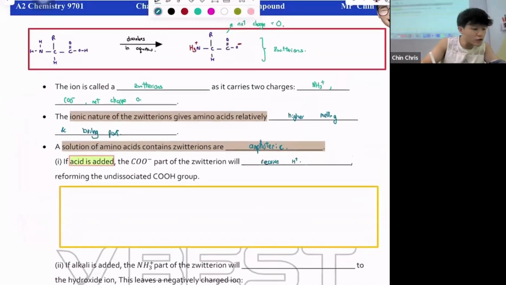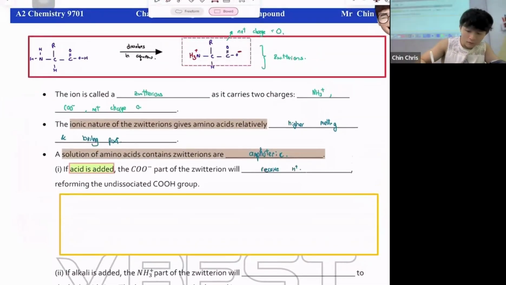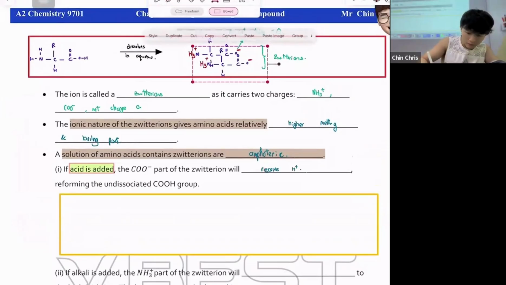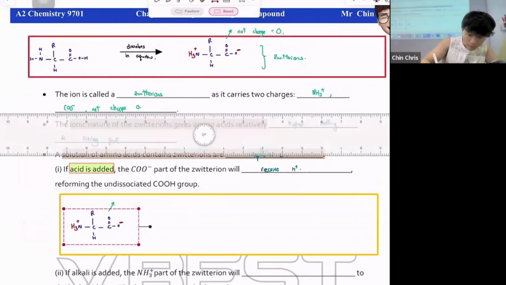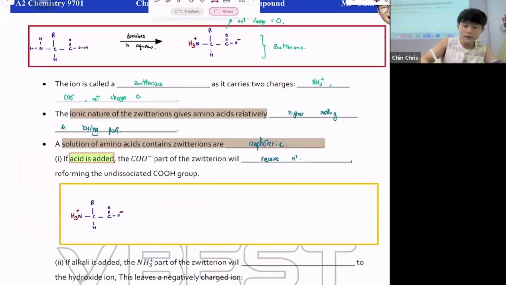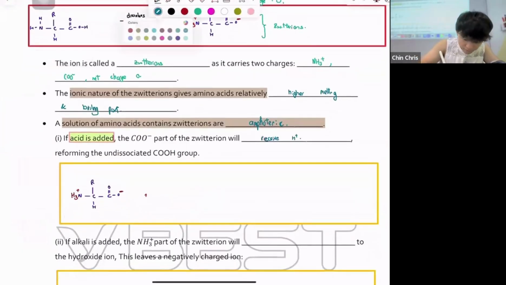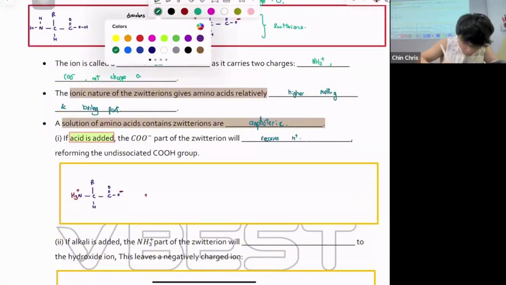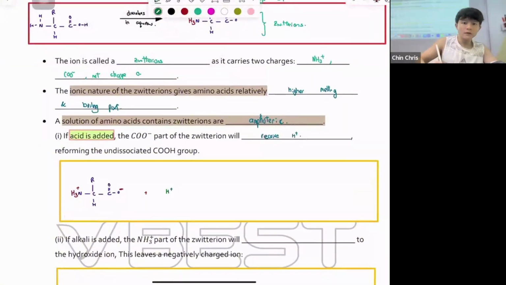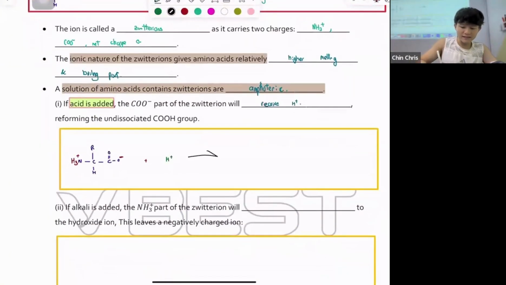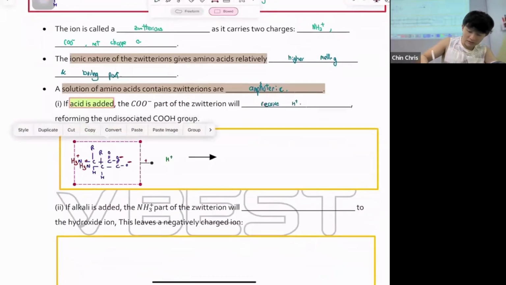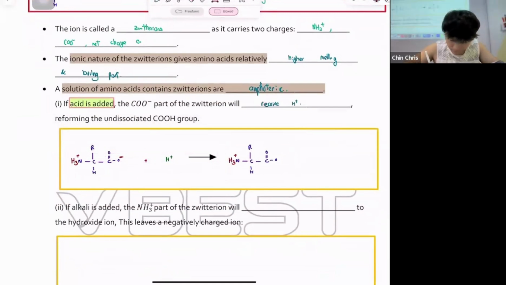So guys, let's say I have a zwitterion, and if you add an acid, which is adding an H plus here, what do you get? It will combine with your COO minus, boom, and turns into a COOH.